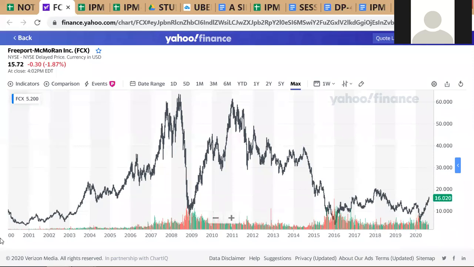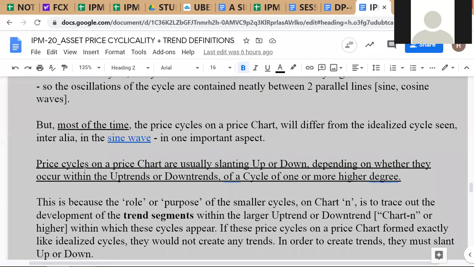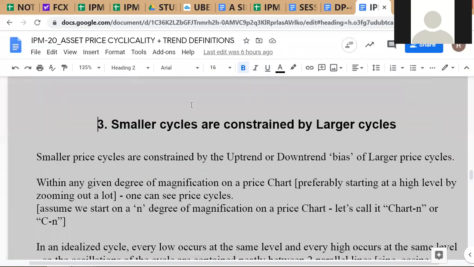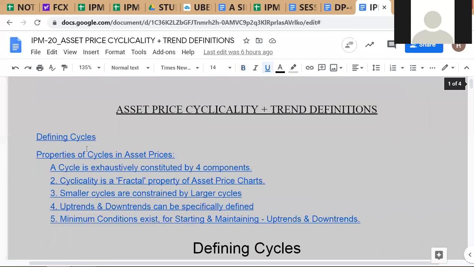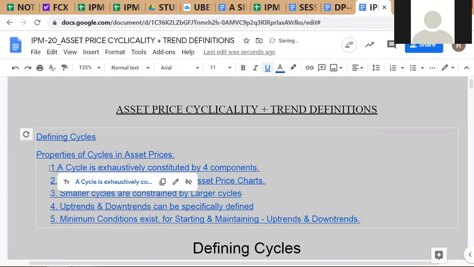So we looked at this point where we are now trying to explain this point here, which is that smaller cycles are constrained by larger cycles. Okay, this is basically under properties of cycles. This is your third point actually. The numbering here is not called property.